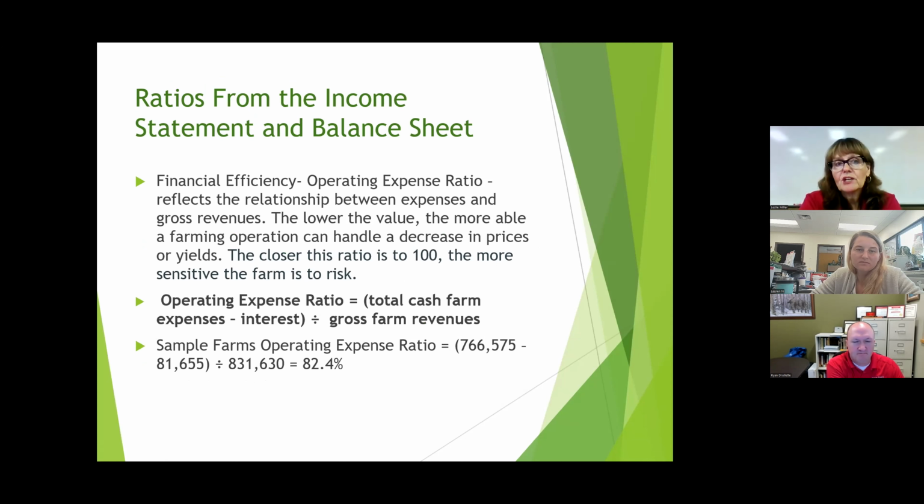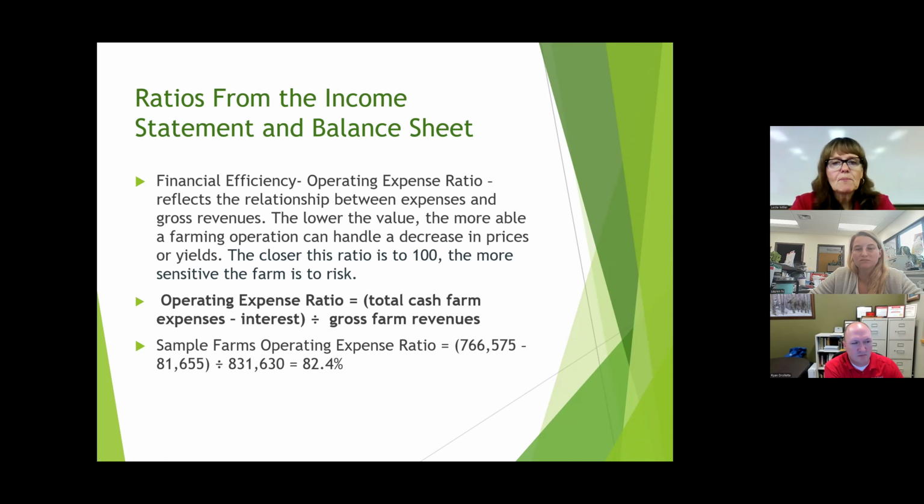So the other ratio that I use from that income statement and the balance sheet is that financial efficiency ratio. And again, there's actually 4 of those ratios. I just use the operating expense ratio. And it just really tells me how much expense it takes to generate $1 worth of income. So the closer that ratio is to 100, that means it costs more and more to get that $1 worth of income. The lower that ratio is, that means that operation is better equipped to handle setbacks in yield or prices and survive. It's more resilient.